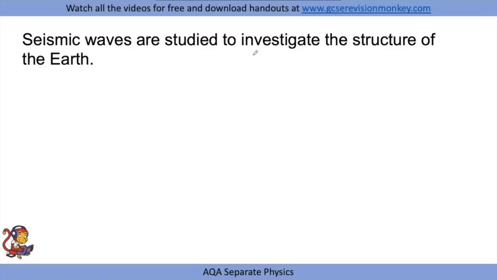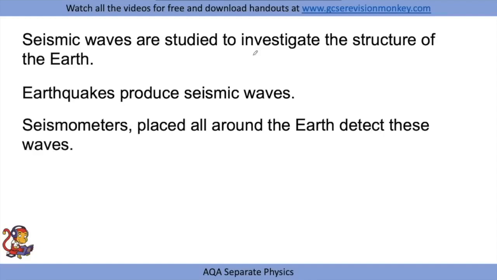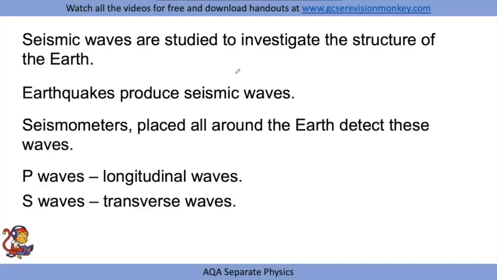So further to ultrasound waves being used to study the structure of objects, seismic waves are studied to investigate the structure of the Earth. And earthquakes are the things that produce seismic waves, and seismometers are placed all around the Earth to detect these waves. And there are two seismic waves. There are P waves, which are longitudinal waves, and there are S waves, which are transverse waves.